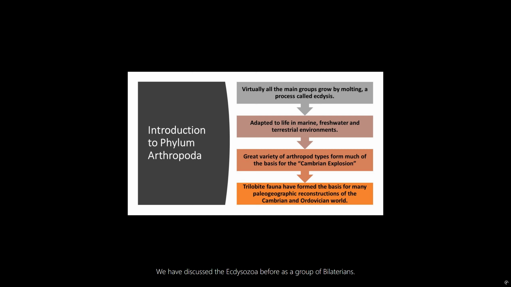We have discussed the ecdysozoa before as a group of bilaterians. Virtually all of the main groups of arthropods grow by molting, a process called ecdysis. They are adapted to life in marine, freshwater, and terrestrial environments. A great variety of arthropod types form much of the basis for the Cambrian explosion, and trilobite fauna have formed the basis for many paleogeographic reconstructions of the Cambrian and Ordovician world.